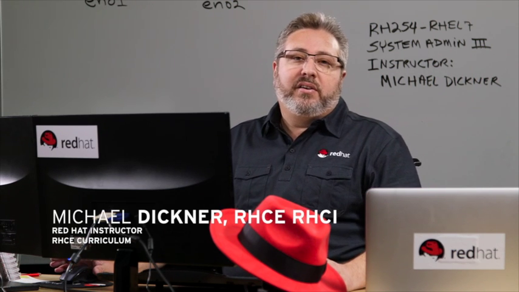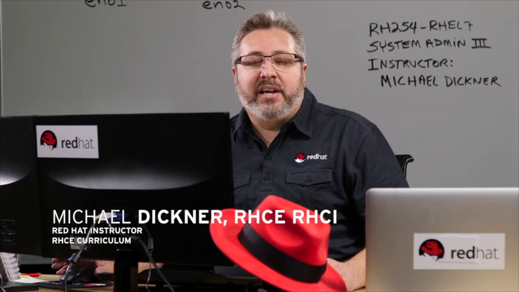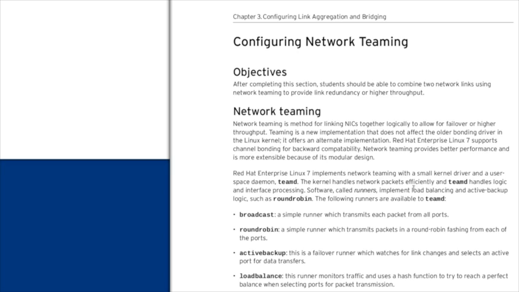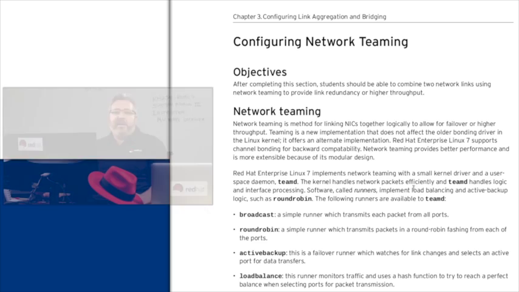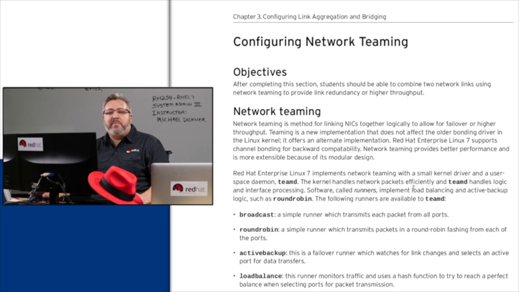So the concept of network teaming really comes from the concept of bonding. Because of the way it's implemented, teaming is considered by many to be a little bit more efficient and robust and flexible in nature because of its modular design. But they're really meant to accomplish the same thing.